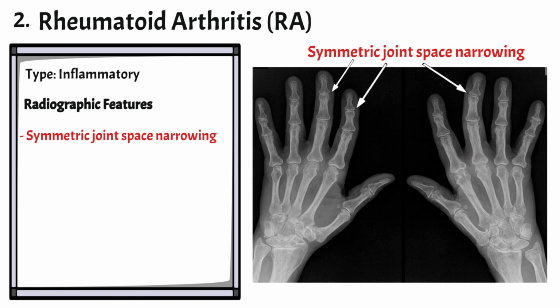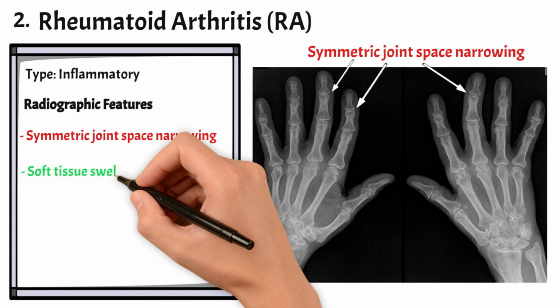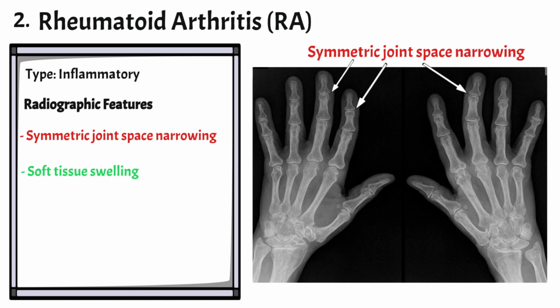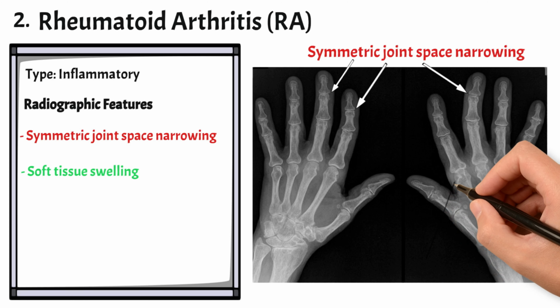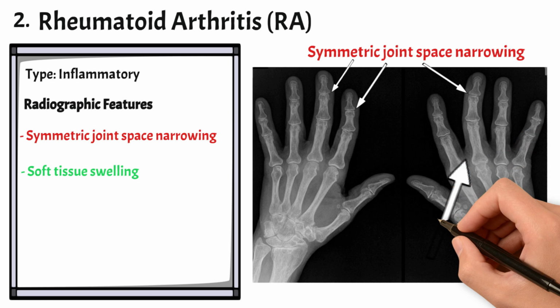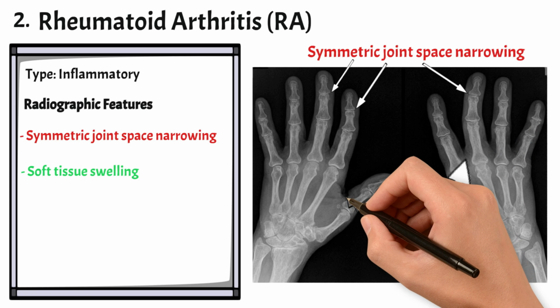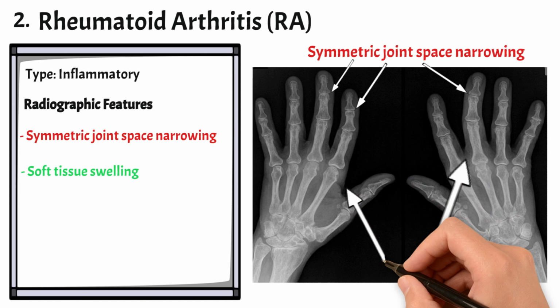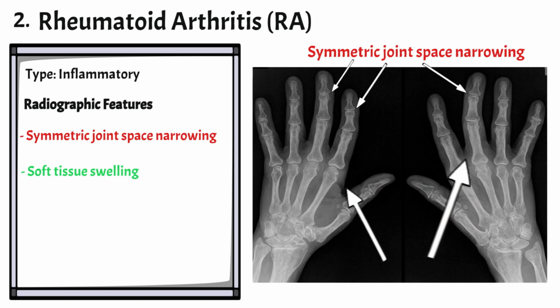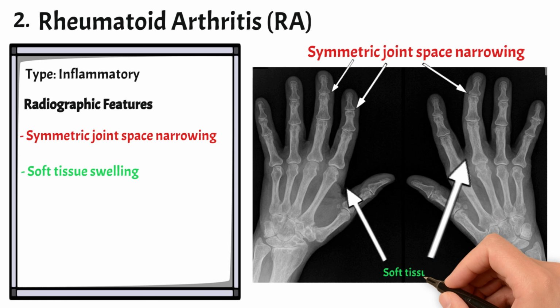The next feature that we'll be looking at is soft tissue swelling. We can see generalized soft tissue swelling around both hands, although it is not severe, and on this radiograph we would probably deem it as minimal soft tissue swelling. This is usually a key differential between OA and RA.